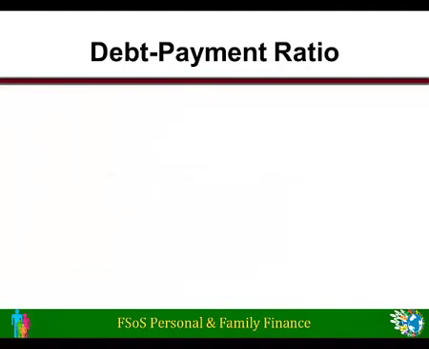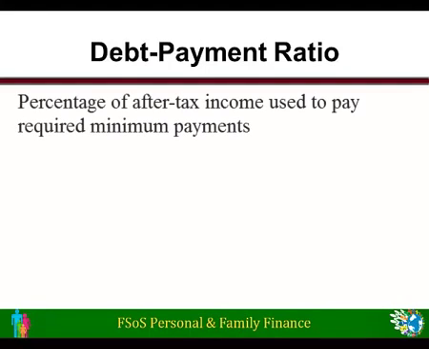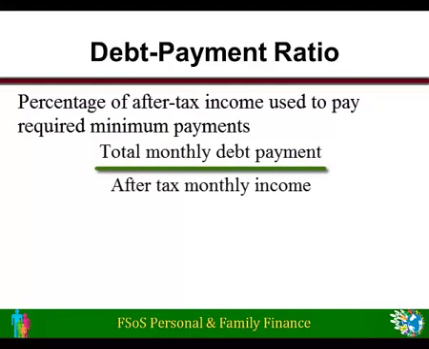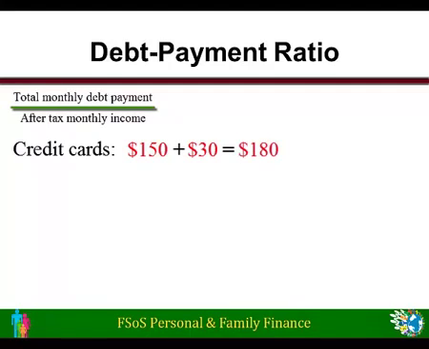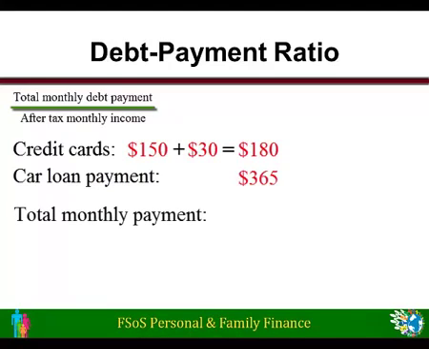Now it's time to look at monthly payments that go to pay debt. The debt payment ratio is the percentage of after-tax income used to pay required minimum payments on debt. The formula is total monthly debt payments divided by after-tax monthly income. So let's walk through an example. Let's say that the minimum monthly payments on credit cards are $150 for one card and $30 on the other, so a total of $180. Your car loan payment is $365, so your total monthly payments are $545.